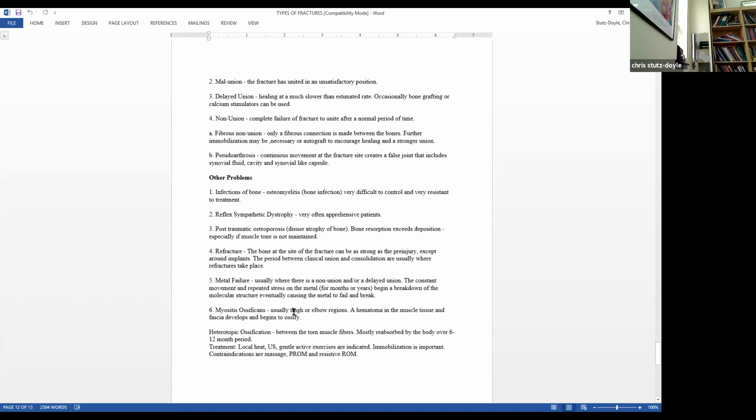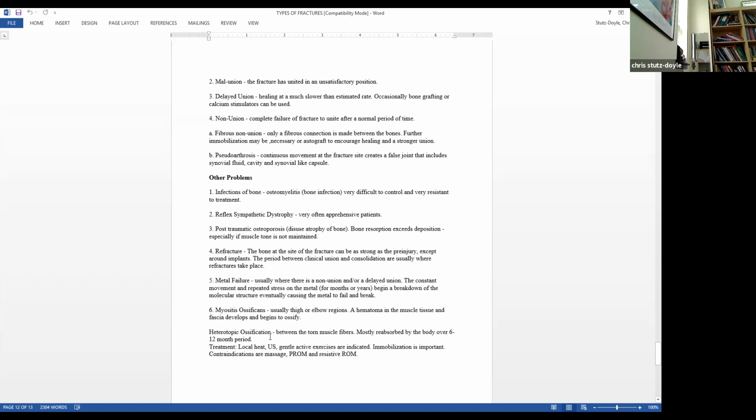Myositis ossificans is usually in the thigh or the elbow. It's associated with a hematoma in the muscle tissue, and as you have that hematoma in the muscle tissue, it'll start to ossify. The fascia will start to ossify, so it'll feel hard, as opposed to heterotopic ossification.